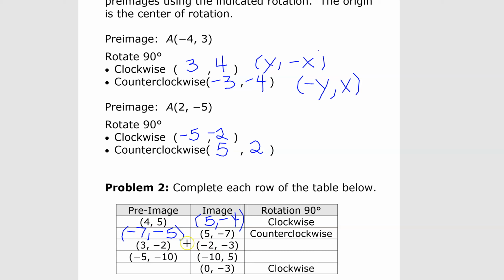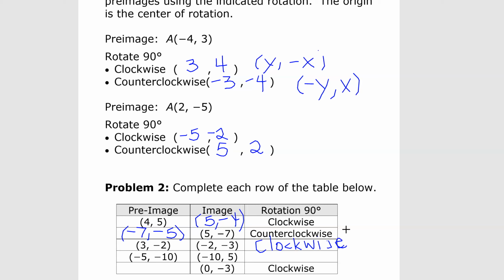Okay, now let's take a look at this one. We have to decide what happened to it. The point was 3, -2. It changed to -2, -3. So we can see that our X coordinate now is our Y coordinate, and it's the opposite. Our Y coordinate stayed the same. And so, hopefully you've guessed by now, that is the clockwise direction. That says clockwise, even though it doesn't look like it.